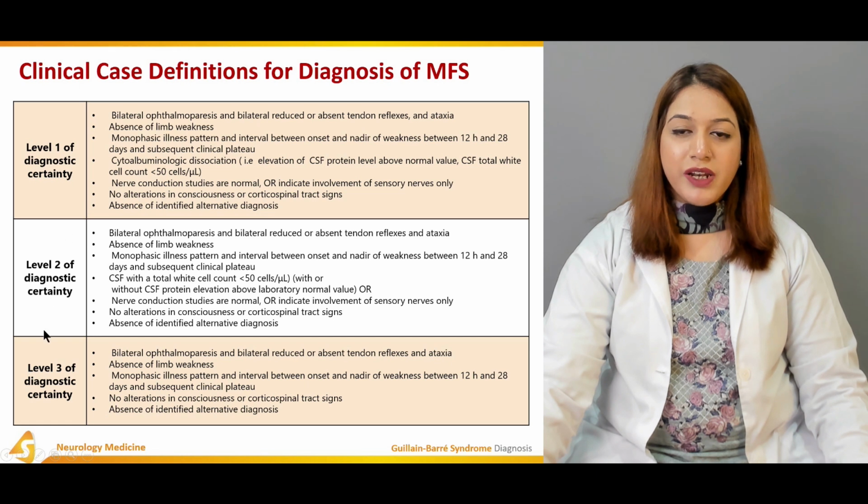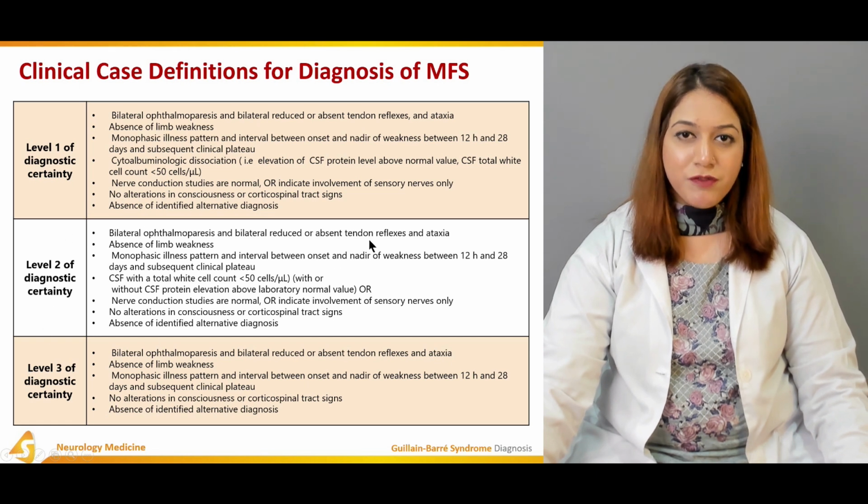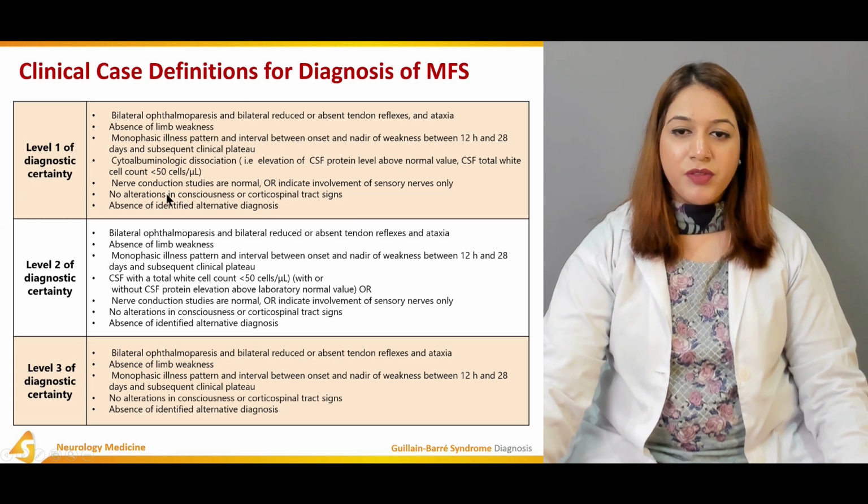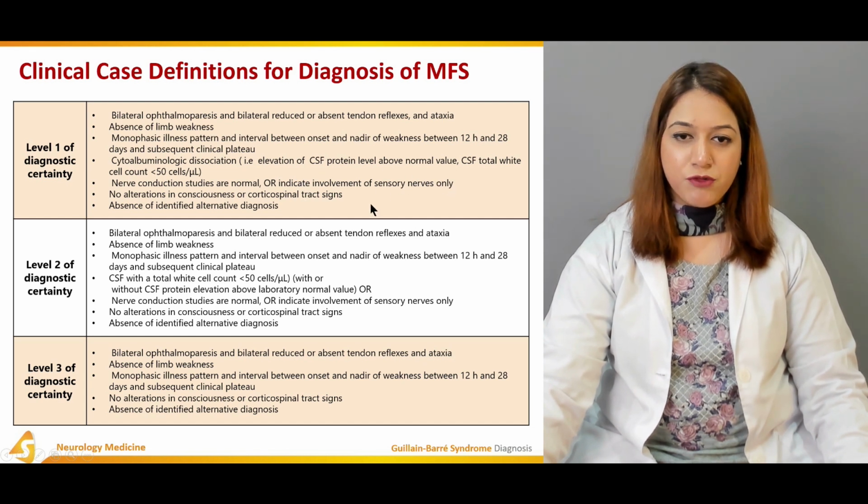These are the 3 levels of diagnostic certainty for Miller-Fisher syndrome, and they only vary from GBS in the fact that there will be involvement of sensory nerves in case of Miller-Fisher syndrome, and the patient will have ophthalmoparesis and reduced or absent tendon reflexes.